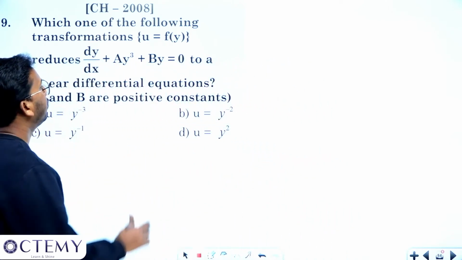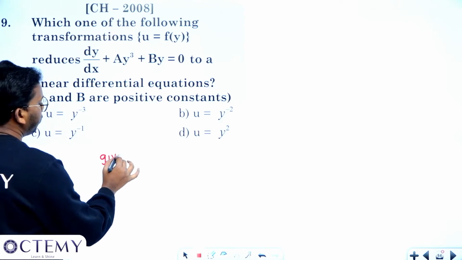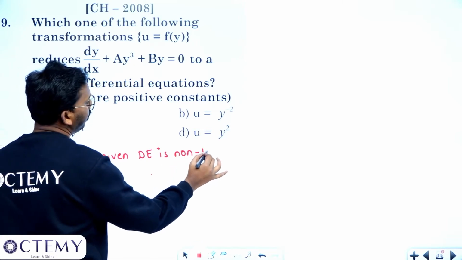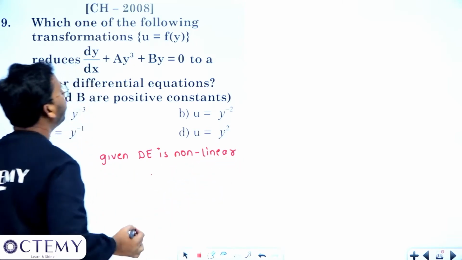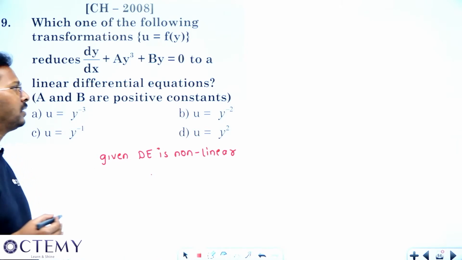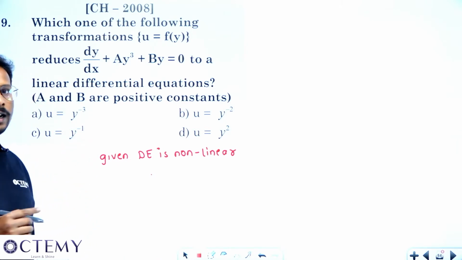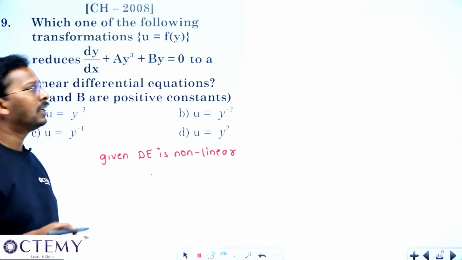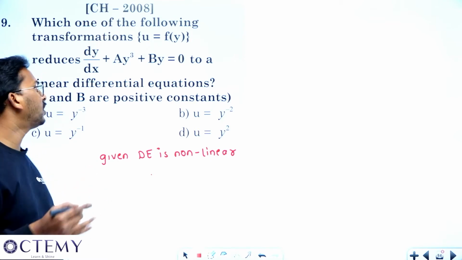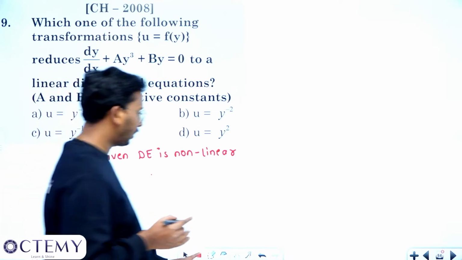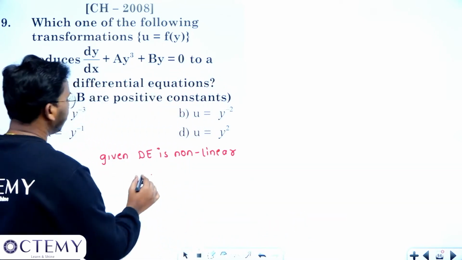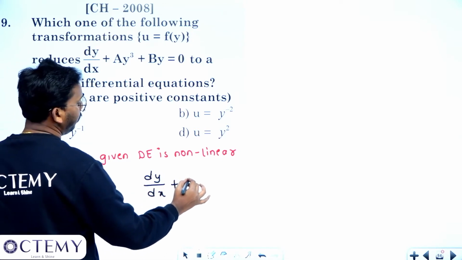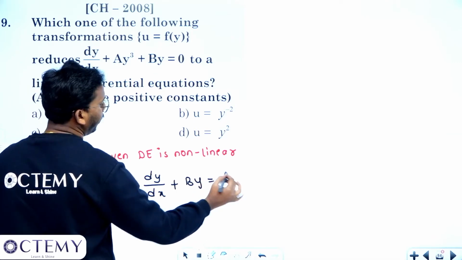Here if you observe, the given differential equation is non-linear. Why is it non-linear? Because your dependent variable is y and you can see y cube, so it becomes non-linear. I know that I can convert a non-linear differential equation into a linear one by doing an appropriate substitution. A special case is known as the Bernoulli differential equation. So can I rewrite this as dy/dx plus by is equal to minus ay³?